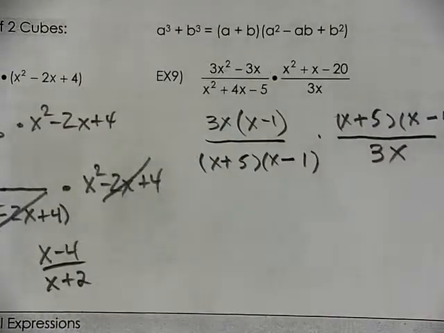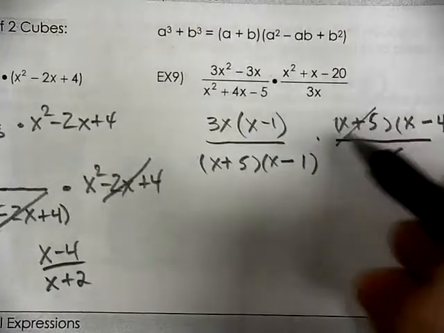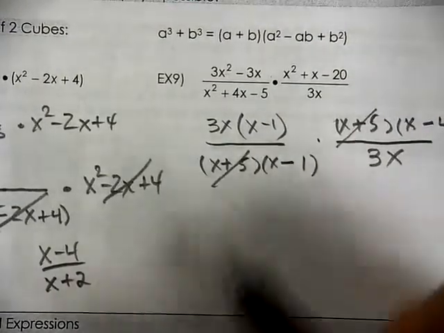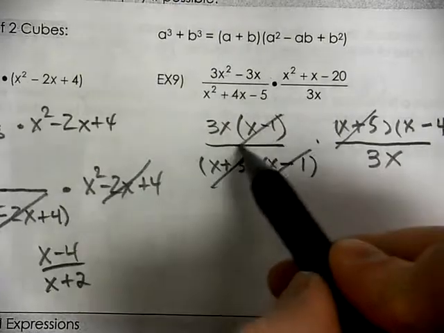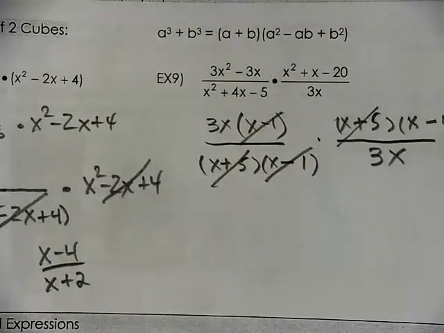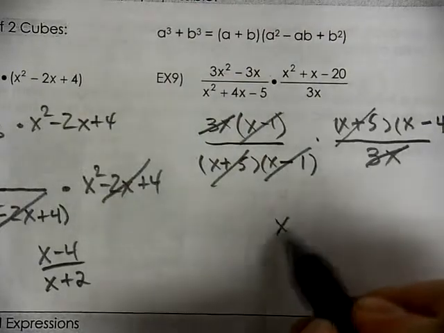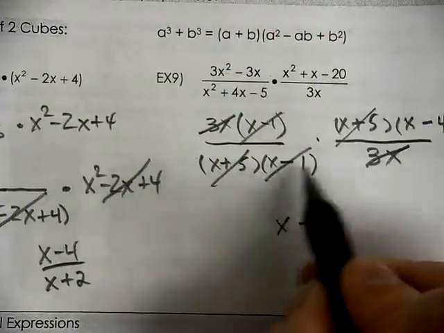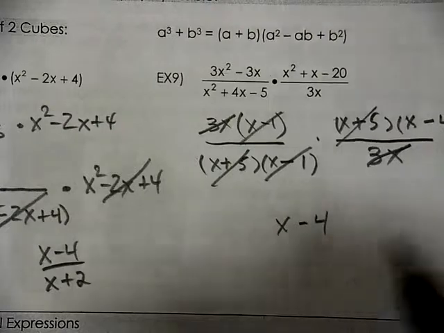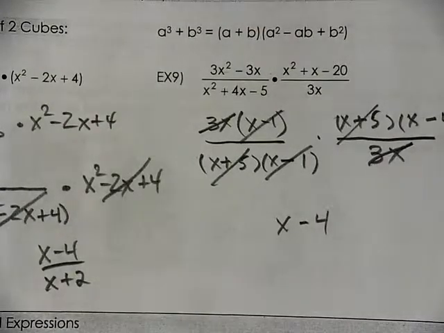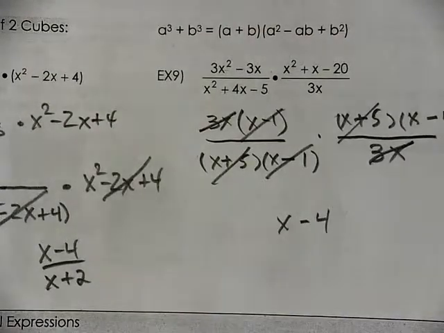Now we go into crossing out mode. We're going to cross out our x plus 5 with our x plus 5. We cross out x minus 1s. We cross out our 3x's, and we're left with an x minus 4, and everything else is crossed off on the bottom. So you don't need to put that over 1 if you don't wish. X minus 4 is your correct answer.